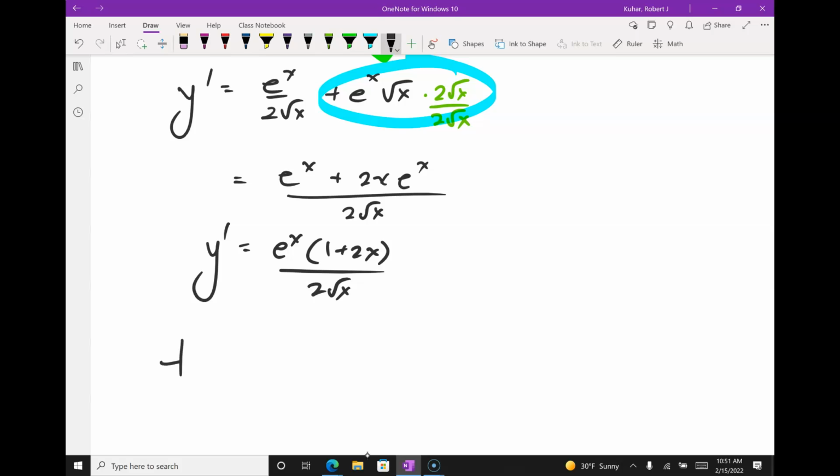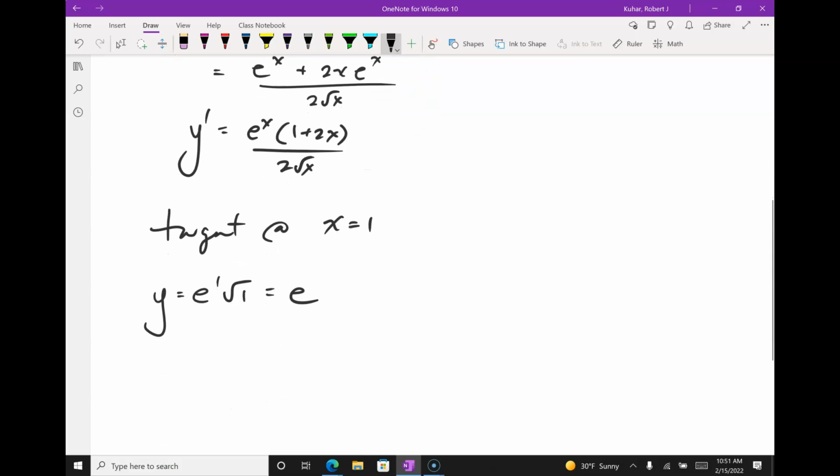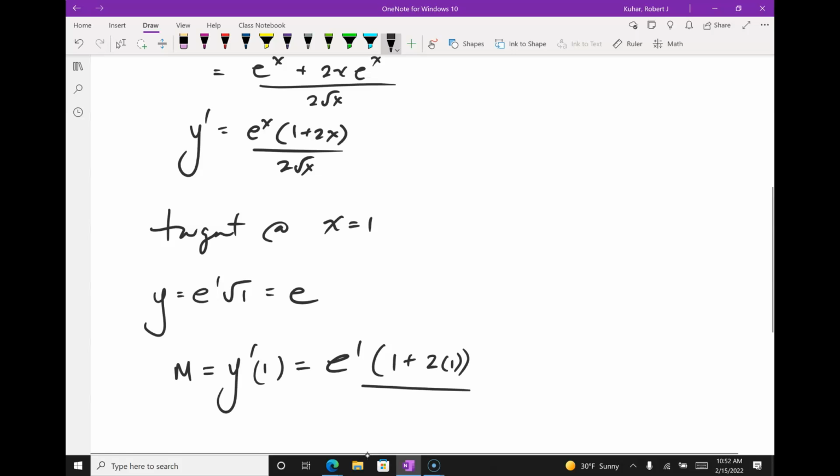So let's get the tangent at 1. I need a point and I need a slope, right? So I know that y is going to be e to the 1 times square root of 1 in my original function, so that's just e. And I need my slope, that's going to be y prime at 1. So that's e to the 1 times 1 plus 2 times 1, all over 2 square root of 1. So it looks like 3e over 2. Everybody know what I'm doing here? I need a point, I use the original function. I need a slope, I use the derivative. Everybody okay? Everybody with me?